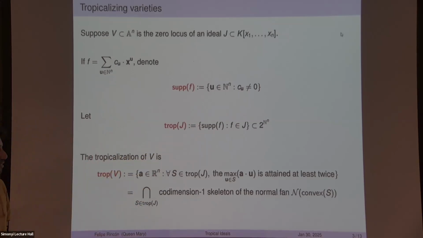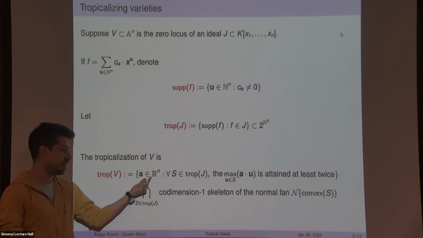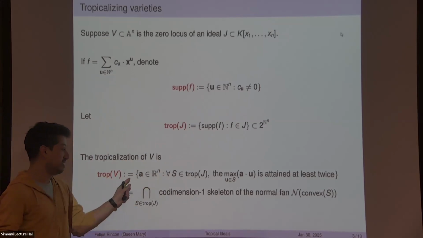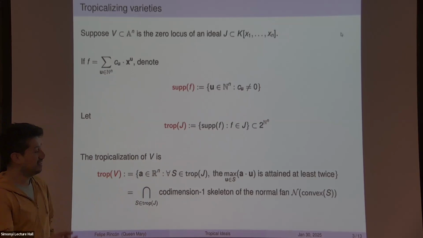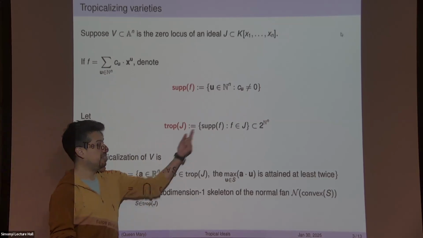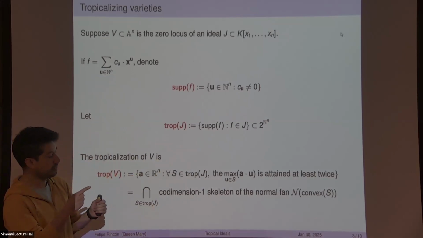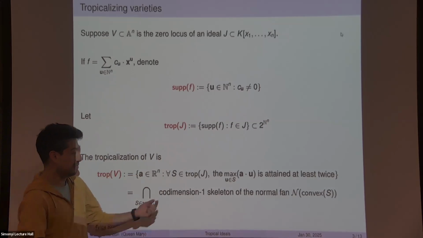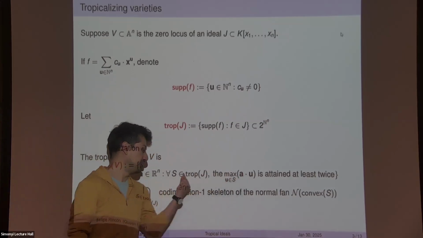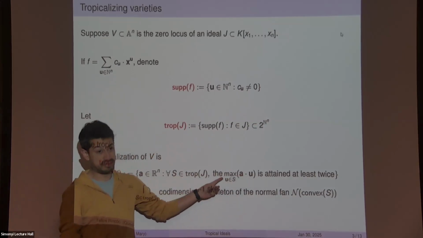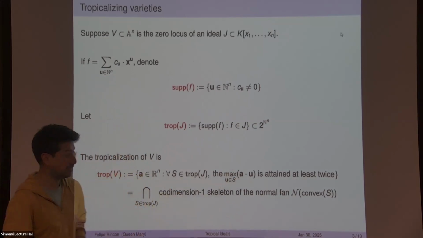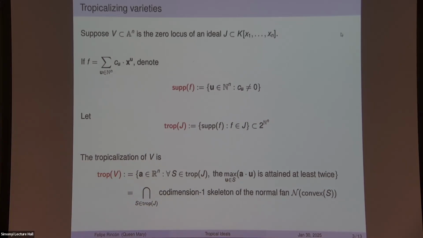What does it mean to be a tropical zero? You look at all the directions, the vectors a in R^n, such that for each of these subsets, when you consider the dot product between your direction and all the lattice points in the subset, the maximum dot product is attained at least twice. This is the max-attained-twice condition that maybe you have seen in tropical geometry, or the min-attained-twice. I'm going to use the max convention here.